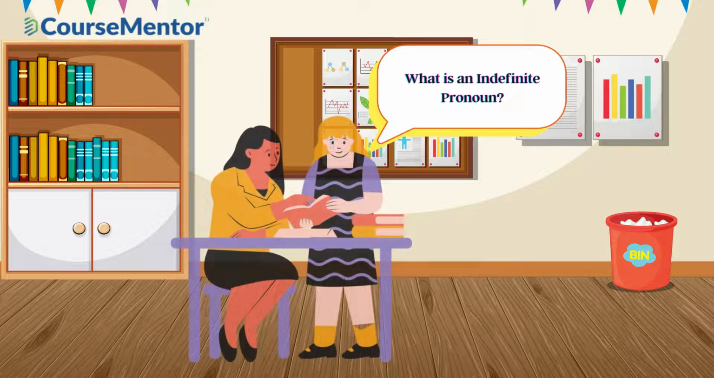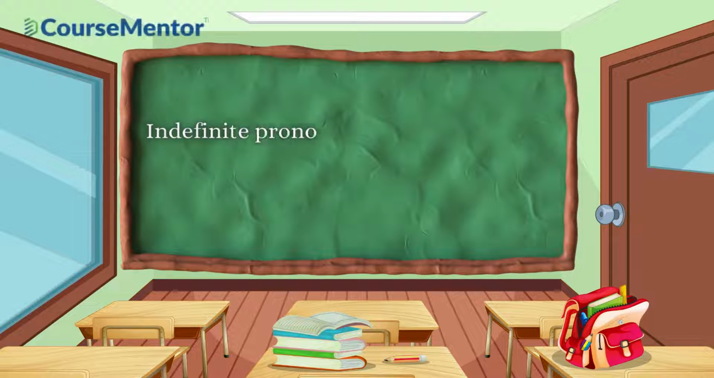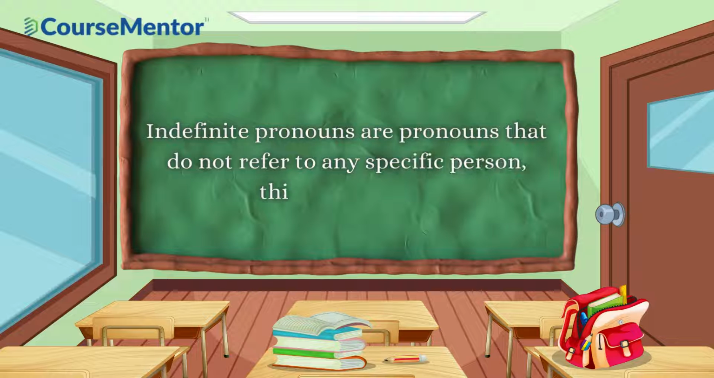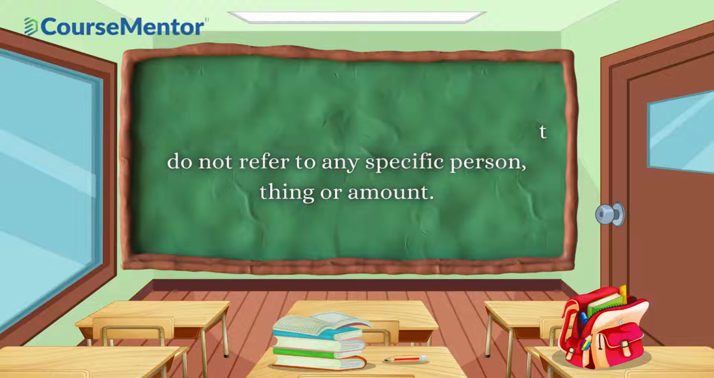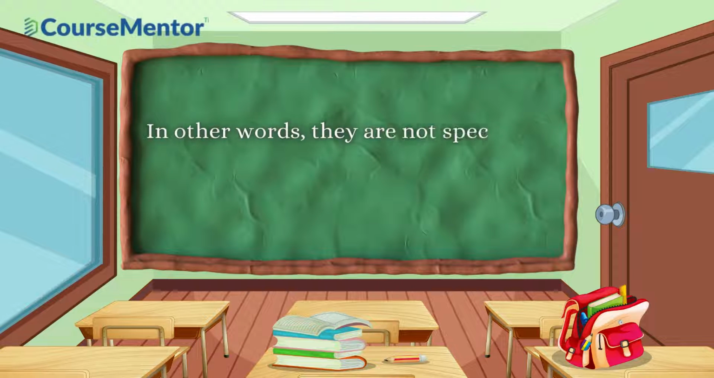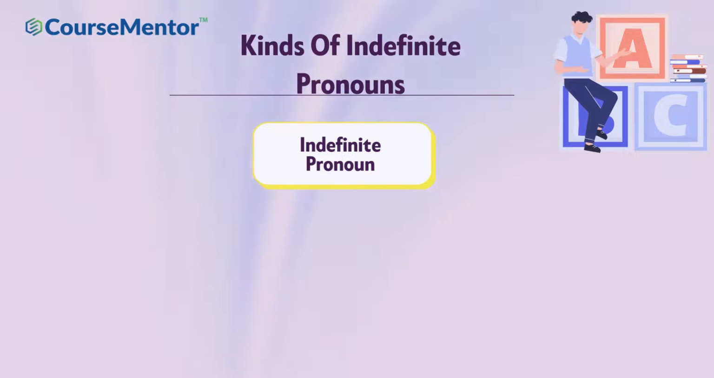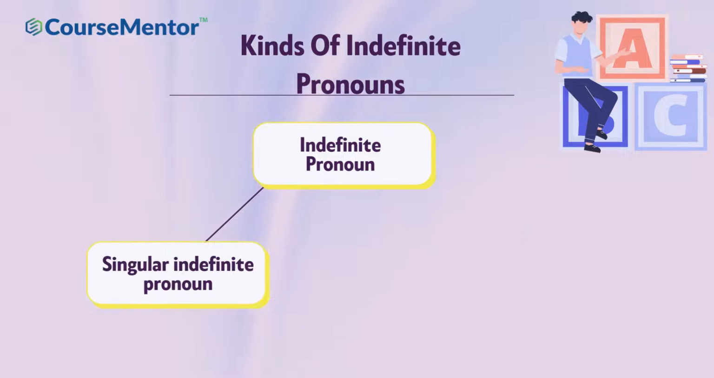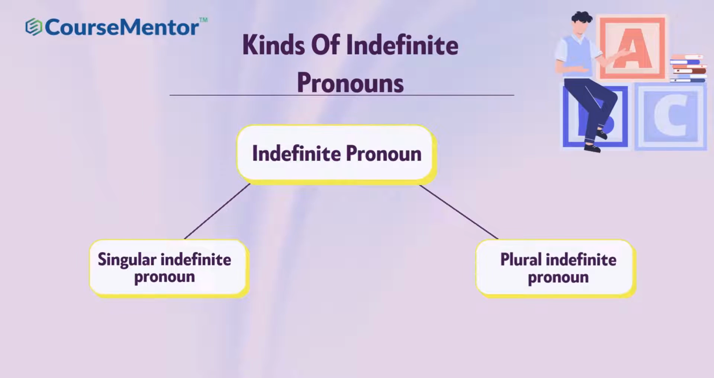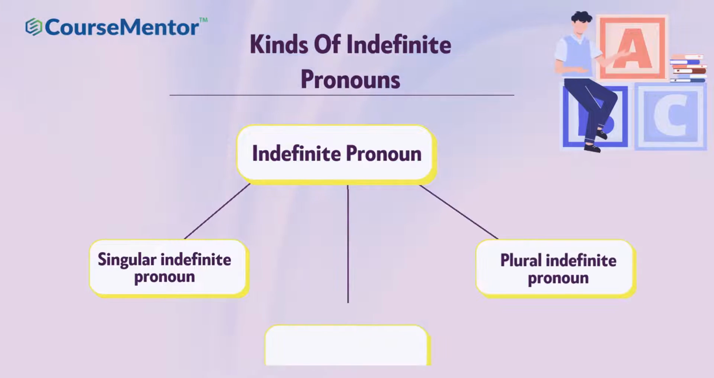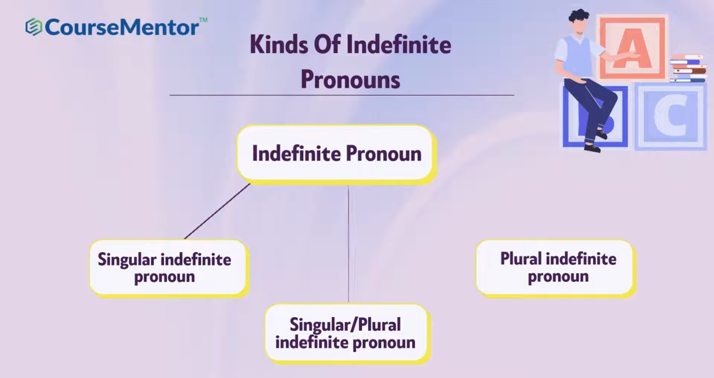What is an indefinite pronoun? As the name suggests, indefinite pronouns are pronouns that do not refer to any specific person, thing, or amount. In other words, they are not specific in which noun they replace. There are 3 different kinds of indefinite pronouns. Indefinite pronouns can be singular indefinite pronoun, plural indefinite pronoun, or either singular or plural indefinite pronoun.